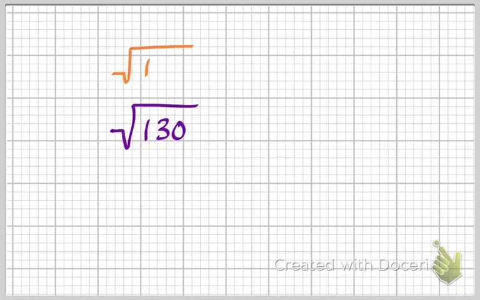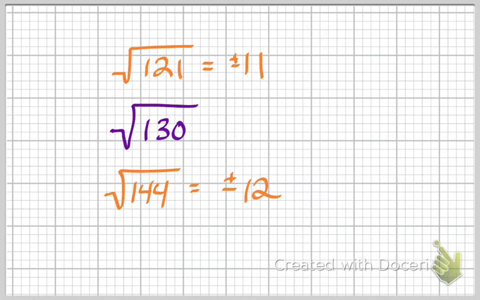I know the square root of 121 is my closest perfect square on the bottom side. So that's 11, plus or minus. I know the square root of 144 is 12. That's my closest above 130. So let's think about how far away these are. 121 to 130, that is 9 away. 130 to 144 is 14 away. So I'm a little bit closer to 121 than I am to 144.